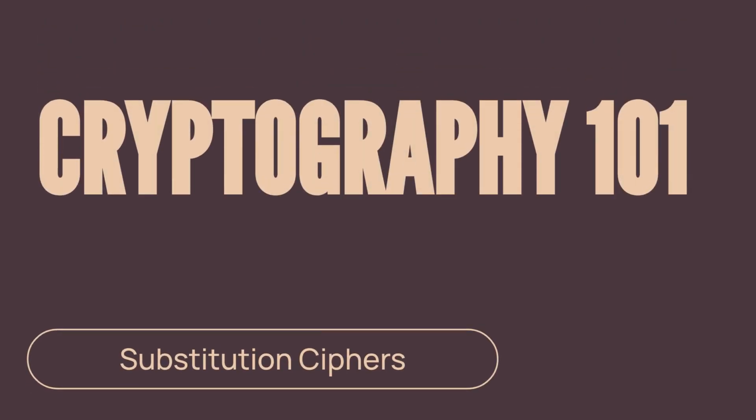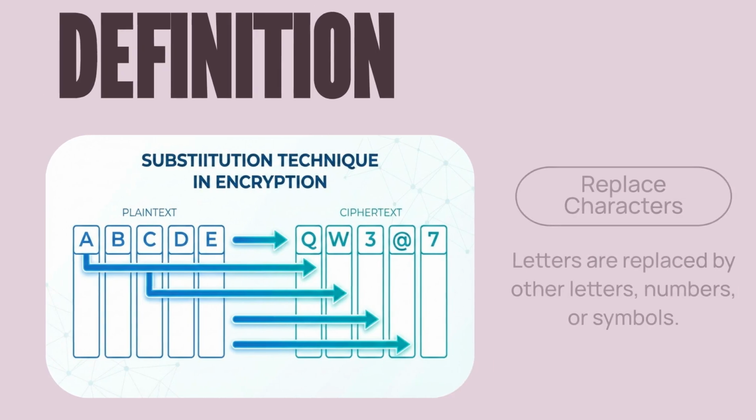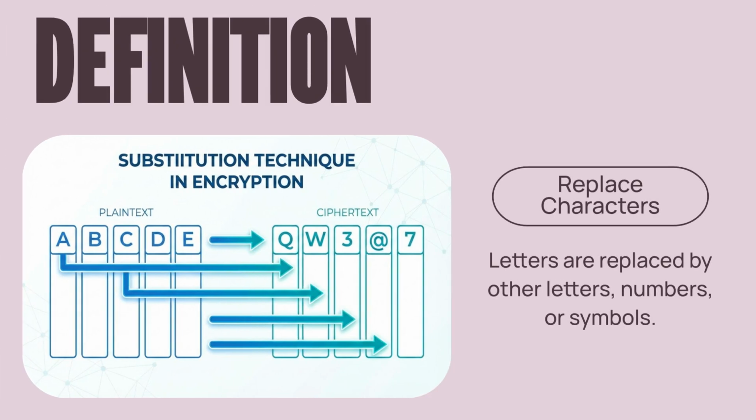Welcome to Cryptography 101. Today we're diving into the foundational concept of substitution ciphers. Let's start with the basics of what a substitution technique is in the context of encryption. A substitution technique is an encryption method where the original letters of the plaintext are replaced by different characters, which could be other letters, numbers, or symbols.